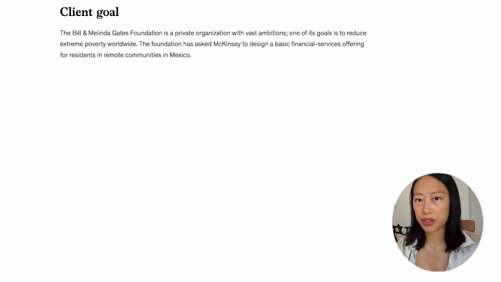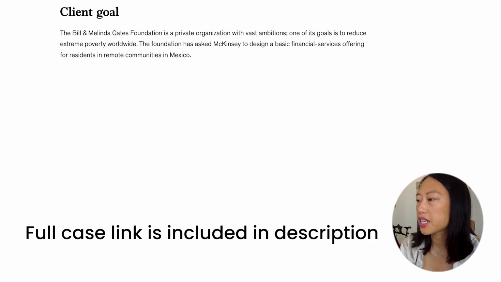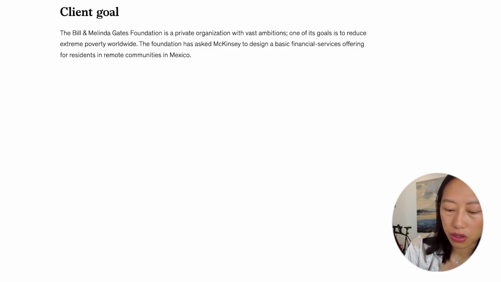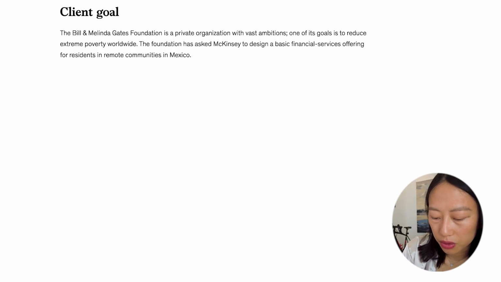So in this case example, I'm just going to start off by reading out the case prompt. So here you go. Here's the case prompt. The Bill and Melinda Gates Foundation is a private organization with vast ambitions. One of its goals is to reduce extreme poverty worldwide. The foundation has asked McKinsey to design a basic financial service offering for residents in remote communities in Mexico. So Mexico, financial product, and for remote communities. I'll just say remote people.